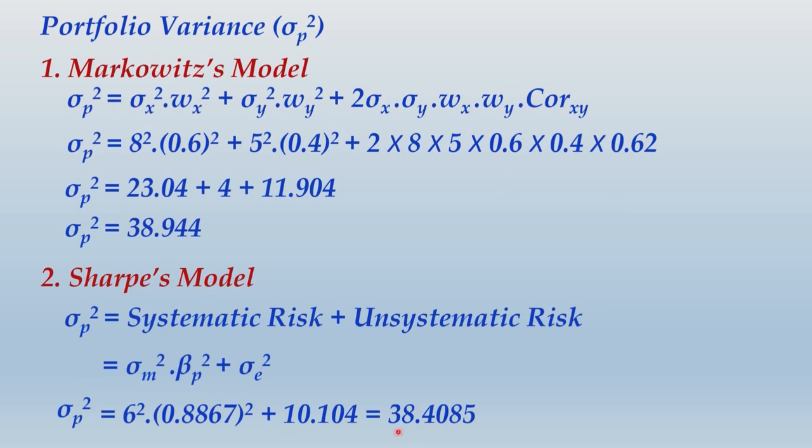So friends, you can see one thing, 38.4085 and 38.944, both of these are very close to each other, but Markowitz model has calculation accuracy. That means between the two, this calculation is mathematically proven. This is more of an approximation. Anyway, friends, because the question has demanded both the approaches and has given you all the necessary information, you simply have made calculations using both the approaches. So do one thing, write up this whole thing and that will be the end of the solution.